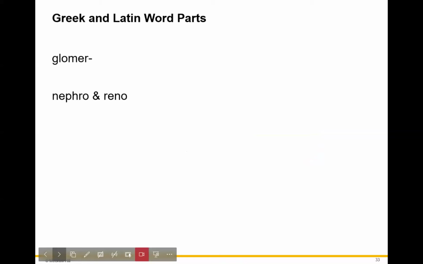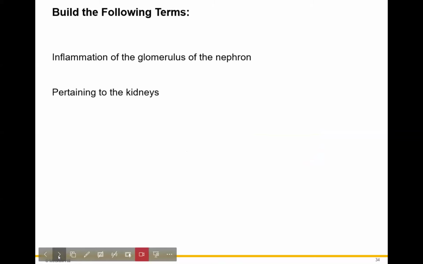Right, so here are just two sets of Greek and Latin words. We have glomer, and nephro and reno. Glomer refers to the glomerulus, which means little bowl, and nephro and reno refer to the kidney. They're just going to build two terms: inflammation of the glomerulus of the nephron, and pertaining to the kidneys. So this would be glomerulonephritis.